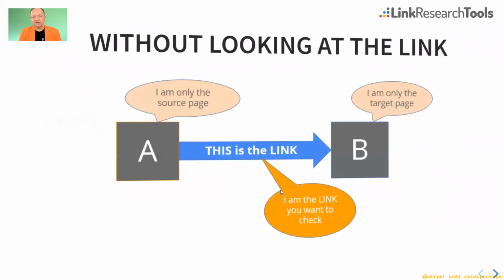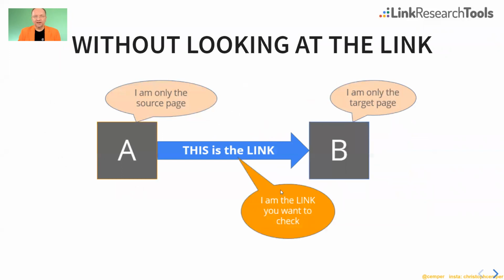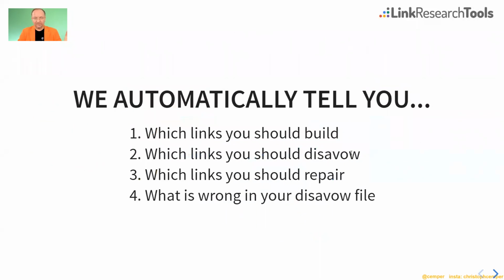So it's not possible to check a link without looking at the link. If you're only looking at the source page and maybe the anchor text, you see the source page and the anchor text. You cannot estimate the risk that this link has because you don't look at the target page. And I don't know any system except Link Research Tools to look at both sides.